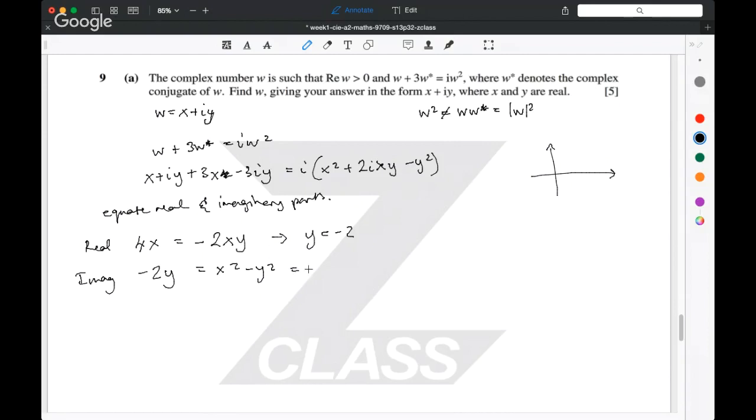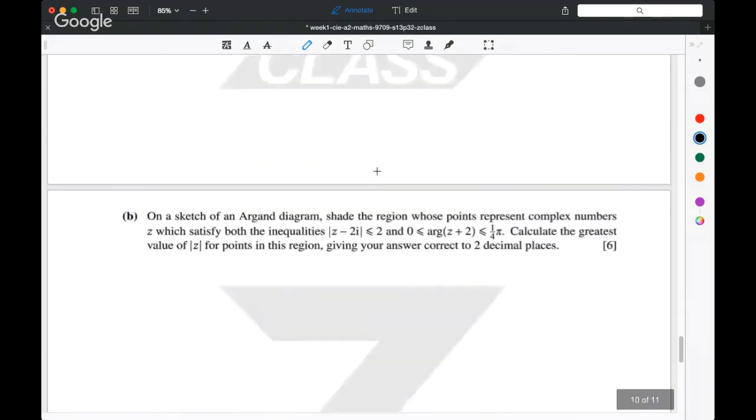And we know that y is equal to minus 2. So this means that 4 is equal to x squared minus 4. So x is equal to plus or minus the square root of 8. But we're told that x is greater than 0 because x is the real part of w. So therefore, x must be equal to the positive square root, which is 2 square root 2. And that's all there is to that question.